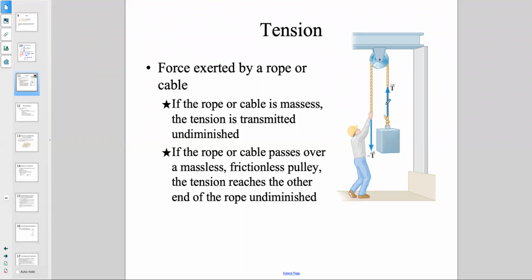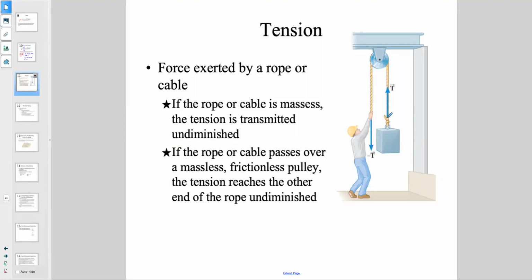If the rope or cable passes over a massless, frictionless pulley, as you can see here in this picture, then the tension reaches the other end of the rope undiminished. In other words, this fixed pulley up here is only changing the direction of the force. So this guy is pulling the rope down with a tension or a force of T, and this tension T is being directly applied to the other end, and its direction has changed. Obviously, the tension is downward because the force is down, but this fixed pulley is changing the direction for us.